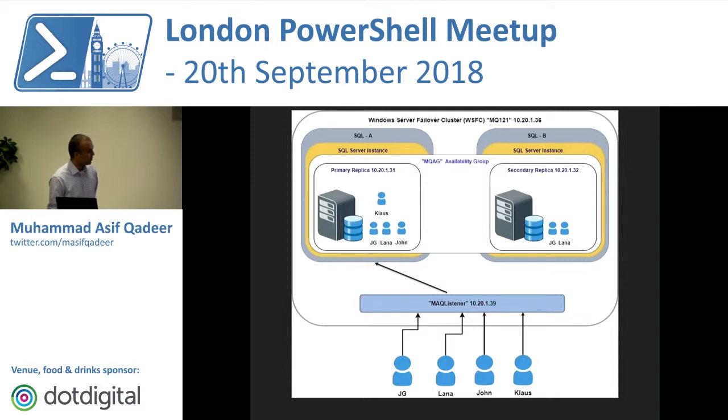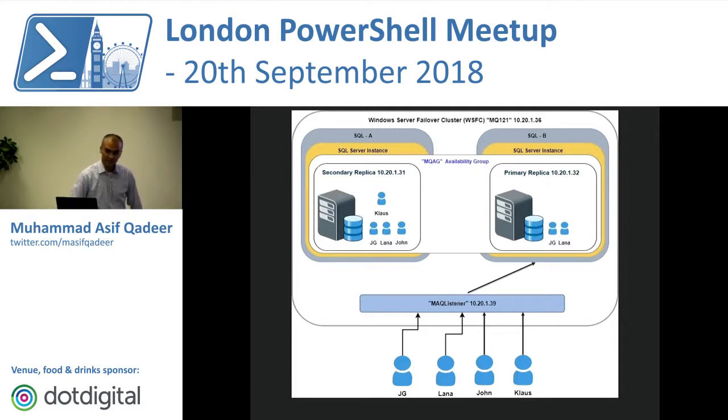These users are John and Klaus. They are currently connecting using the listener name to the primary replica. And a disaster strikes: failover occurs. The current primary replica, SQL A, becomes secondary, and the secondary replica, SQL B, becomes primary. JG and Lana have logins on the secondary node, so they're able to connect. But John and Klaus don't have the login, so they were unable to connect.